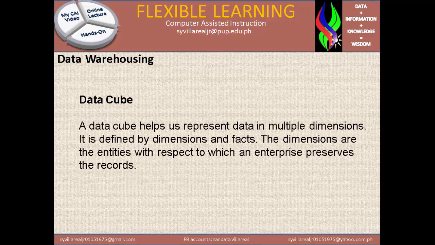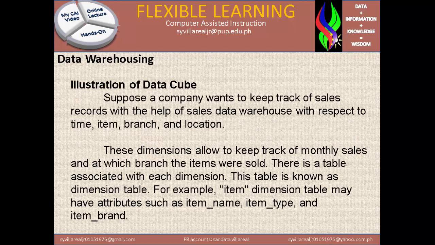Next, we have data cube. So a data cube helps us represent data in multiple dimensions. It is defined by dimensions and fact. The dimensions are entities with respect to which an enterprise preserves the records. Illustration of data cube. Suppose a company wants to keep track of sales records with the help of sales data warehouse with respect to time, item, branch, and location. Now, these dimensions allow to keep track of monthly sales and at which branch the items were sold. There is a table associated with each dimension. This table is known as dimension table. For example, item dimension table may have attributes such as item name, item type, item brand.